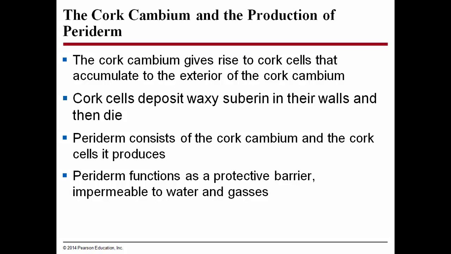The cork cambium and the production of the periderm. The cork cambium gives rise to cork cells that accumulate in the exterior of the cork cambium. Cork cells deposit waxy suberin in their walls and then die. Periderm consists of the cork cambium and the cork cells it produces. Periderm functions as a protective barrier, impermeable to water and gases.